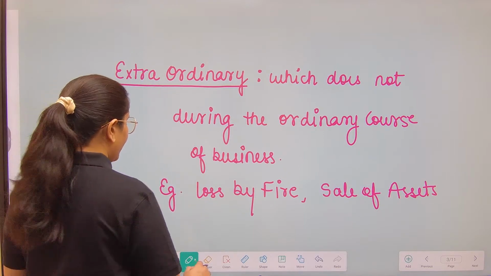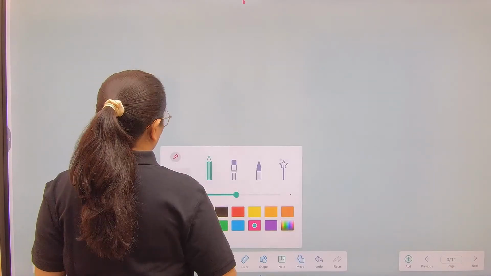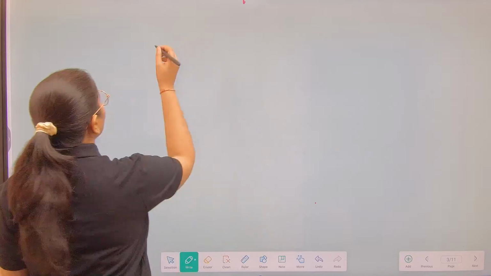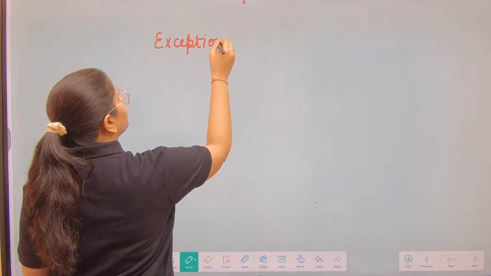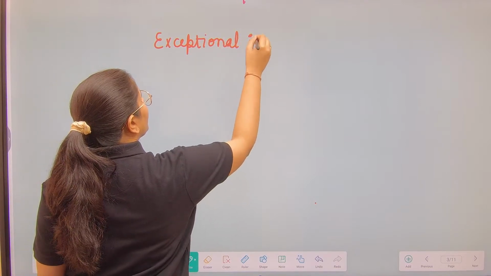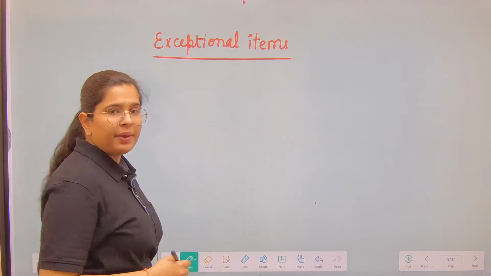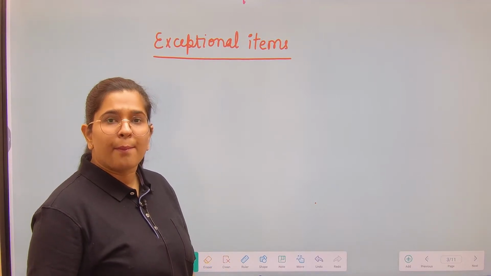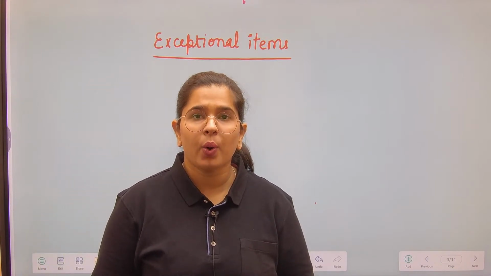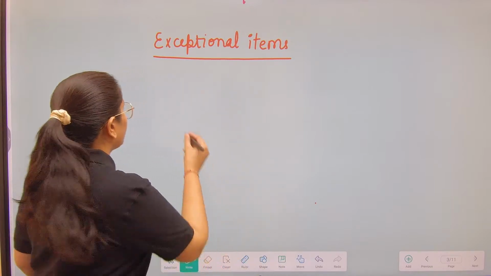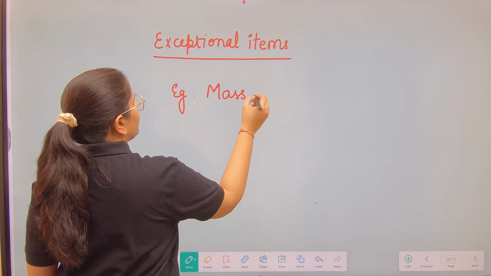Now let's talk about the exceptional items. What are exceptional items? See, exceptional items happen in the ordinary course of business only. But sometimes the amount of it can go exceptional. For example, I'll tell you, mass layoff.